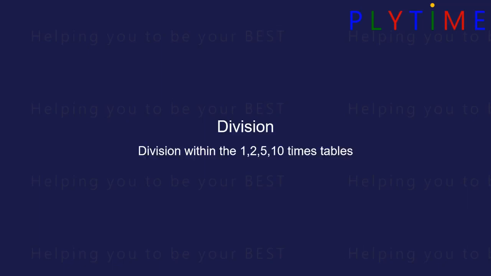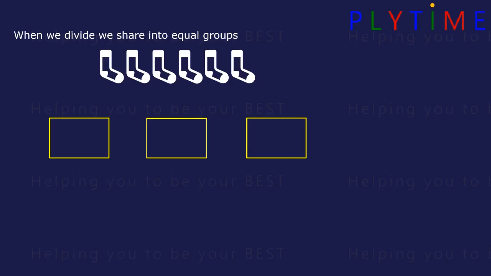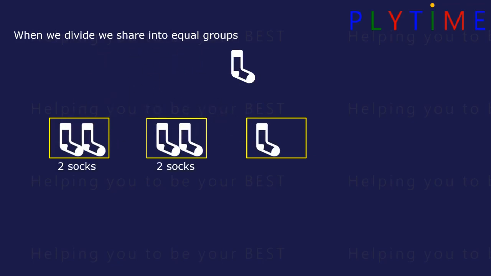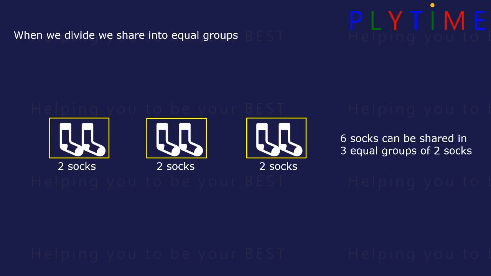Division. Division within the 1, 2, 5 and 10 times tables. When we divide, we share into equal groups. We have 6 socks. We have 2 socks, 2 socks and 2 socks. 6 socks can be shared into 3 equal groups of 2 socks.